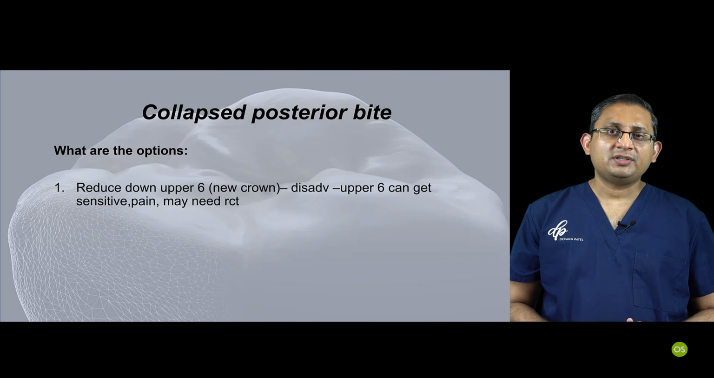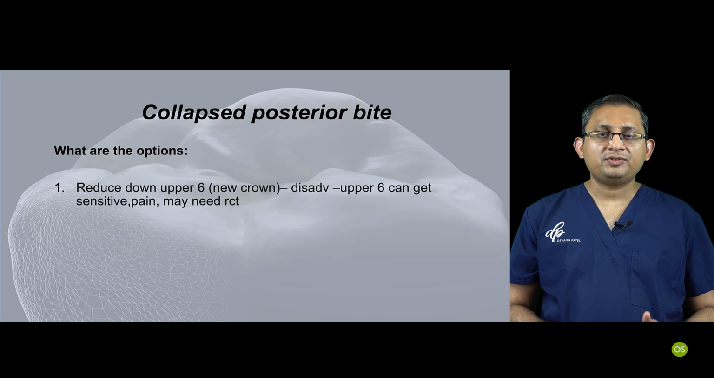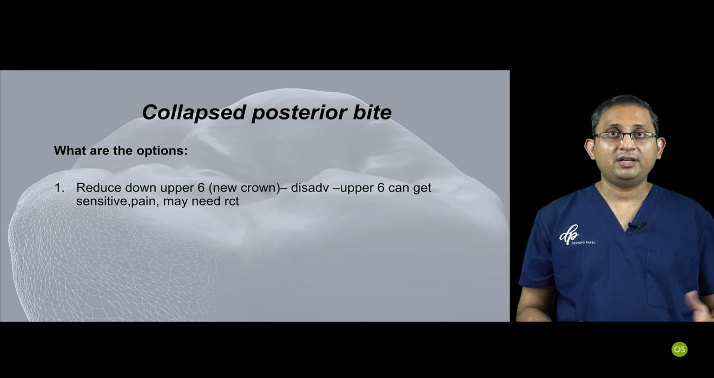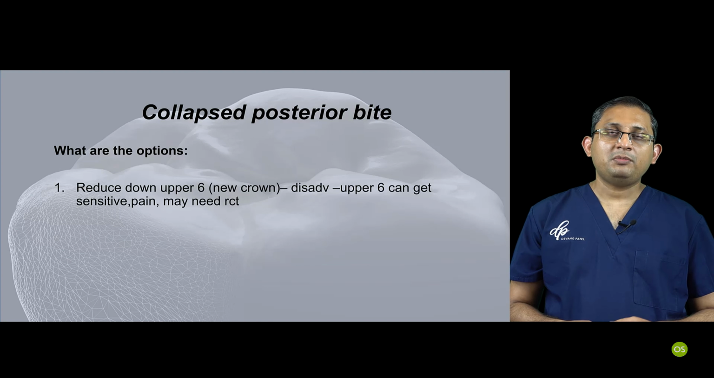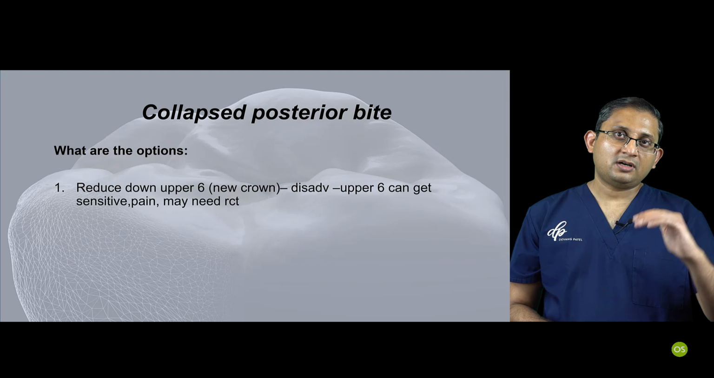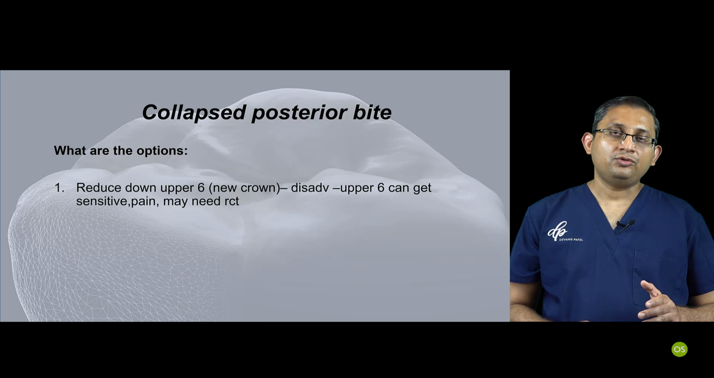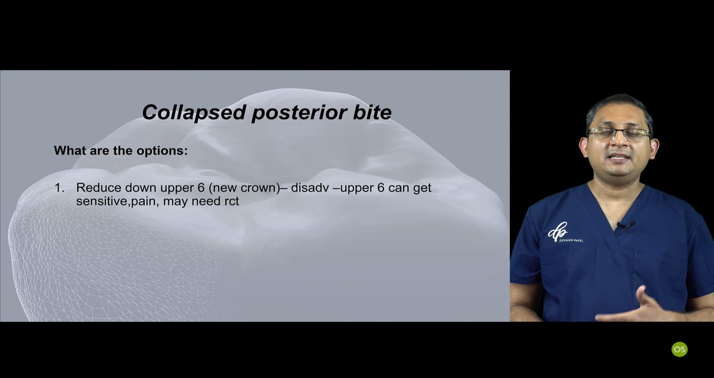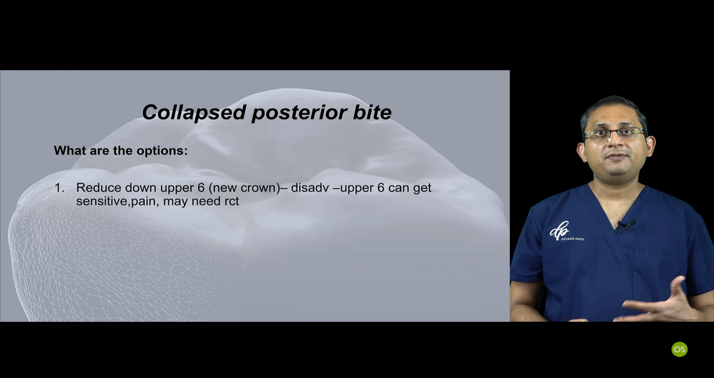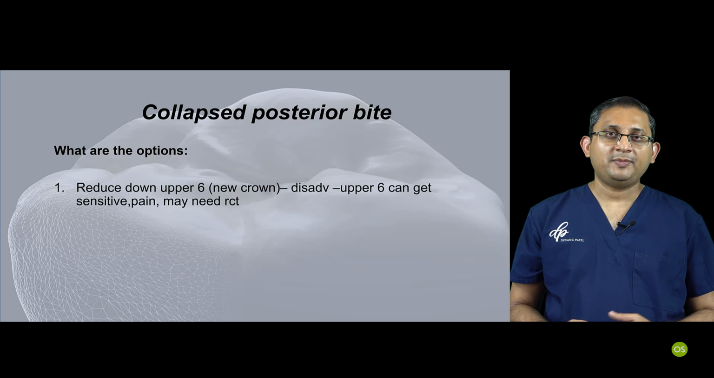One of the options is that you reduce down upper left 6 by doing a new crown. The problem is, if you reduce that crown a lot, you may end up exposing the pulp and needing a root canal treatment. If the tooth is already root canal treated, then it becomes a little bit easier to change that crown, but it's also an additional cost to the patient.